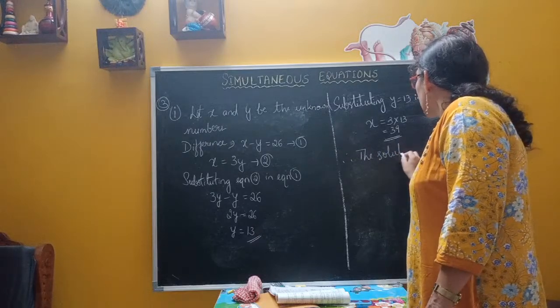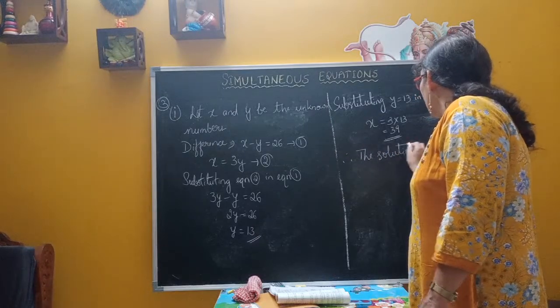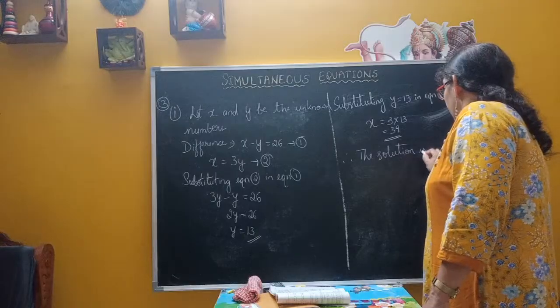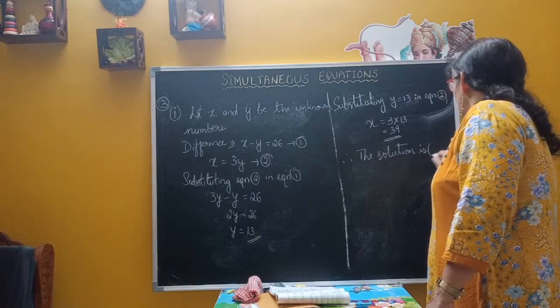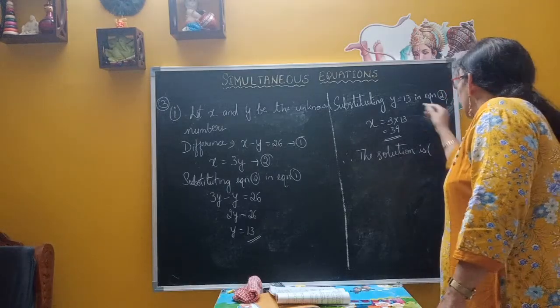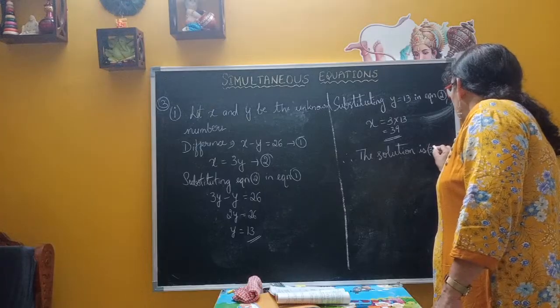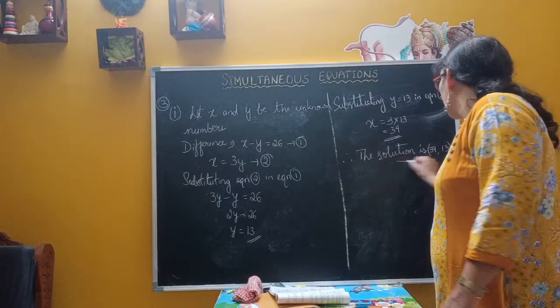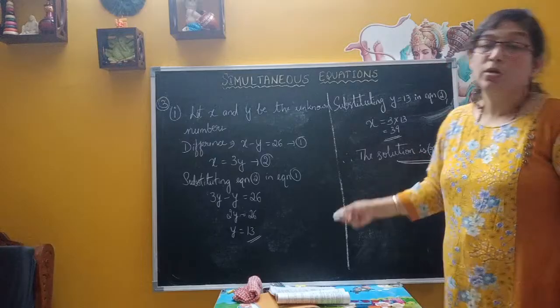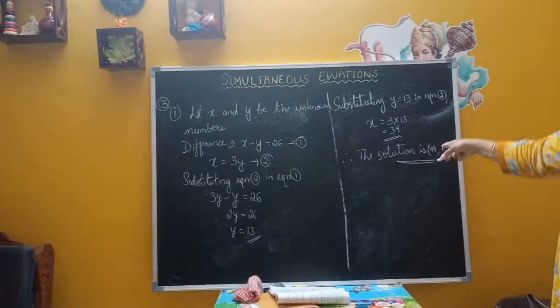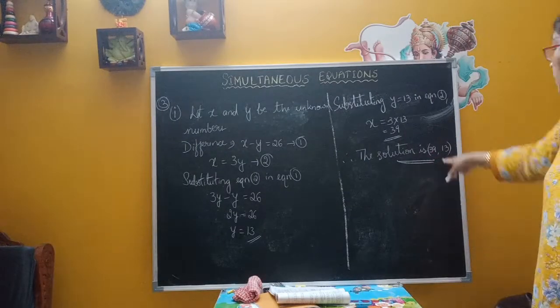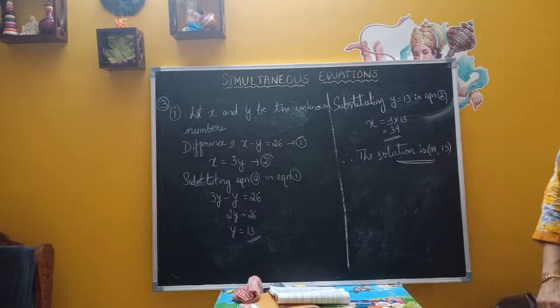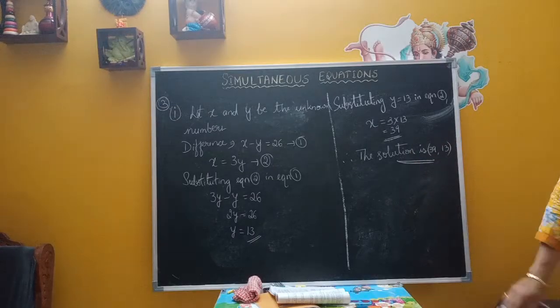Writing the conclusion is also very important, children. You must write it. The solution is: the x value should always be written first, 39 and 13. Don't write 13, 39. Always we must write in this form only. The x value comes first and the y value next. So 39 and 13. This is the first question.